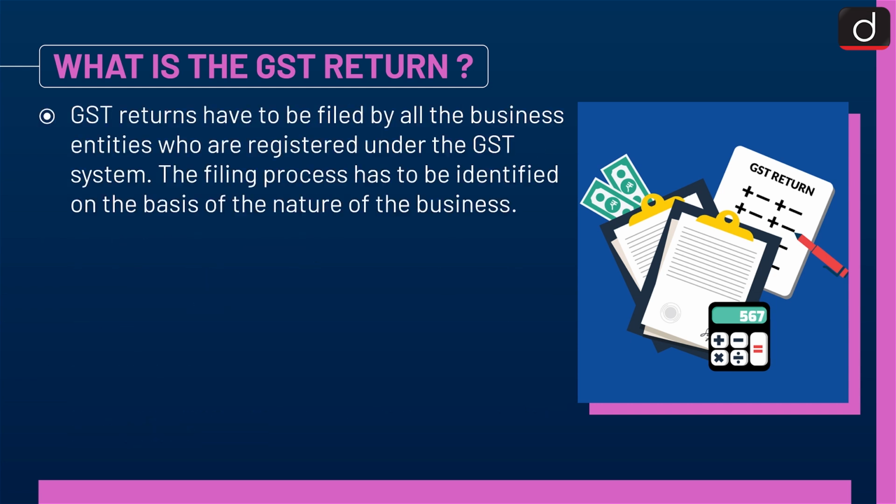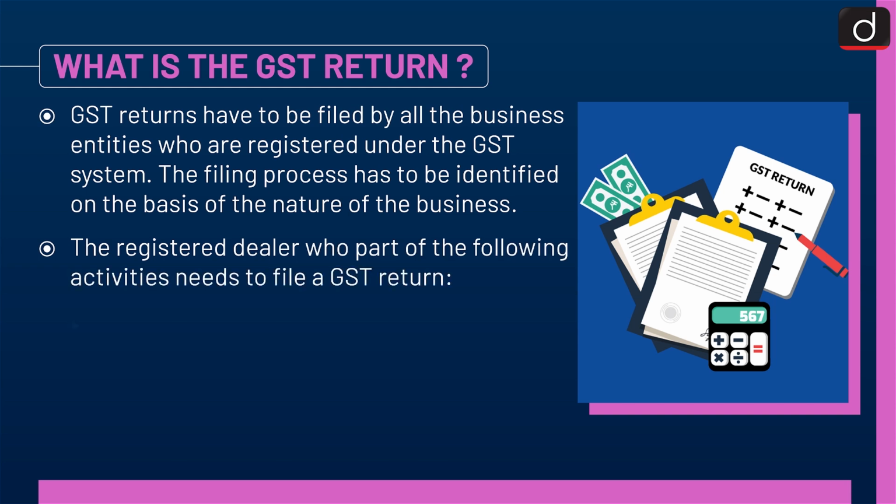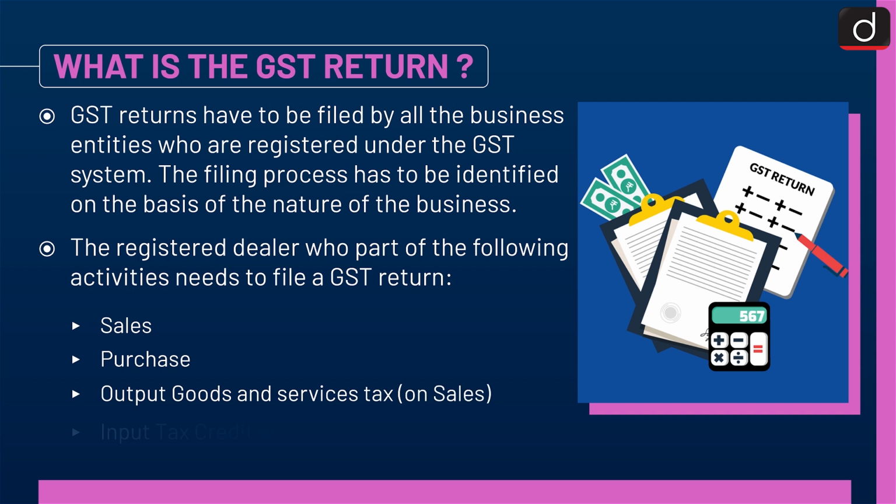GST returns have to be filed by all the business entities who are registered under the GST system. The filing process has to be identified on the basis of the nature of the business. The registered dealer who takes part in the following activities needs to file a GST return: sales, purchase, output goods and services tax on sales, and input tax credit with GST paid on the purchase.